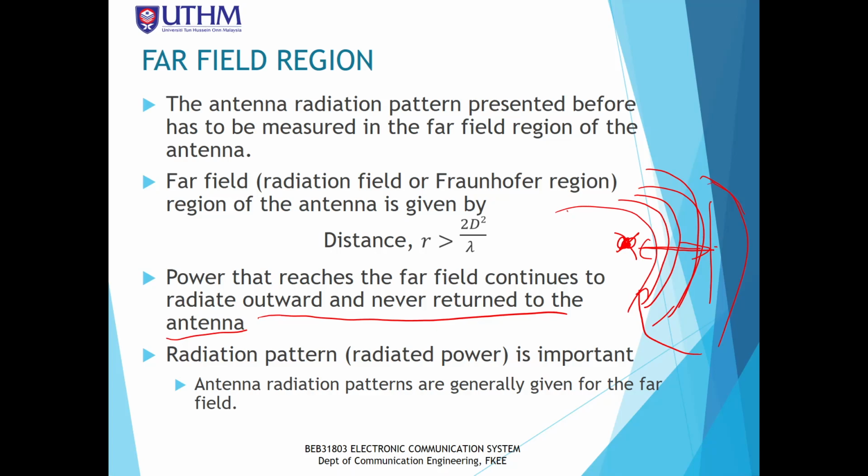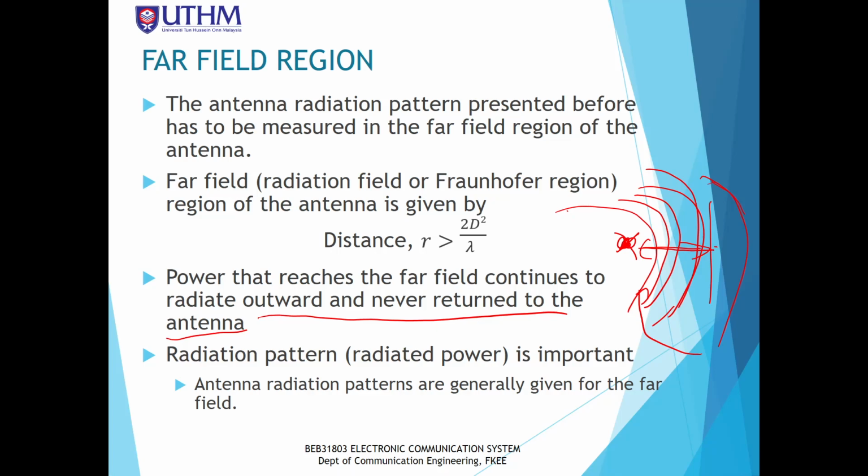Okay, and when it is closer to the antenna, you're going to see that some of the radiation is returned back to the antenna. However, when the signal is transmitted far away, far from the Fraunhofer region, it will not radiate backward. It will travel outwards towards the destination. Okay, itu dia punya konsep of the far field region. Maknanya tidak ada gelombang yang dipantulkan semula ke arah antena, dia akan bergerak terus ke arah receiver.